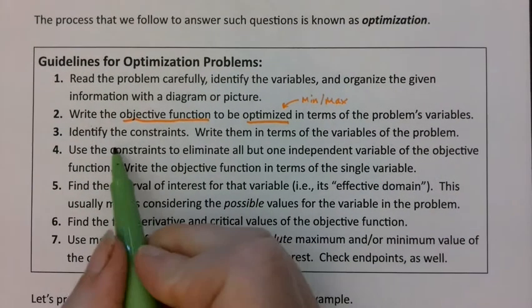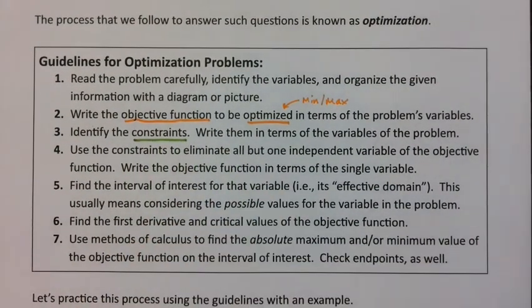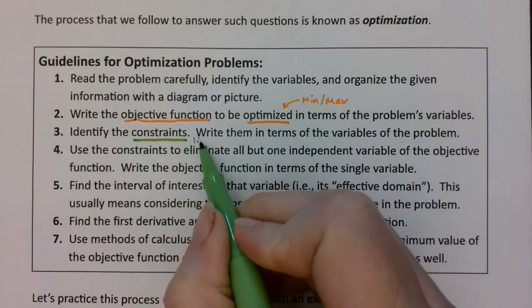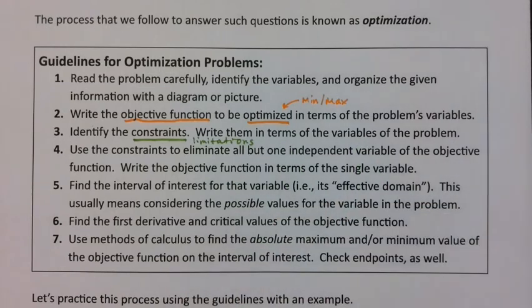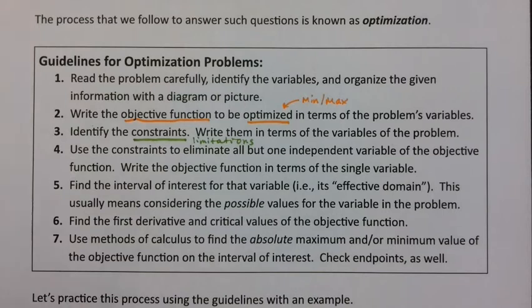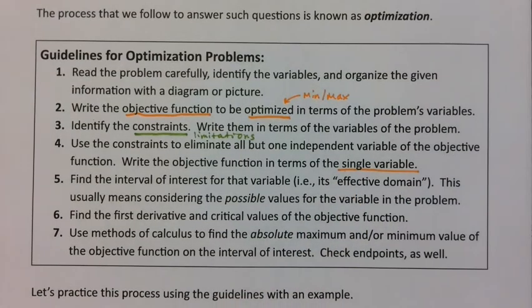All right, then you'll have your constraint functions. So you're going to identify constraints. They won't always be functions, but they're going to be limitations on what you can do. So you want to look for your limitations, and again, also write those in terms of the same variables that you already chose for step one. Then you're going to use the constraints to eliminate all but one independent variable of the objective function, and you're going to write your objective function as a single variable entity. So you can't have more than one variable. It has to be only one variable.